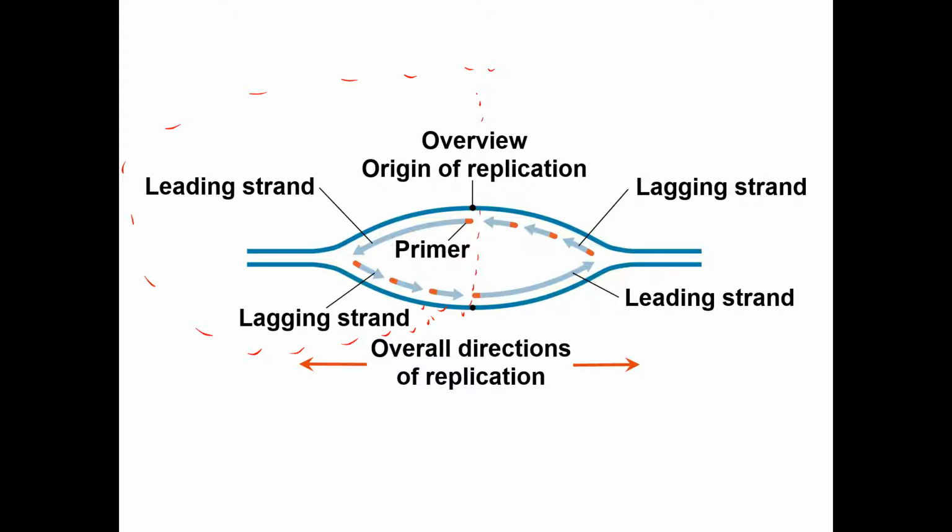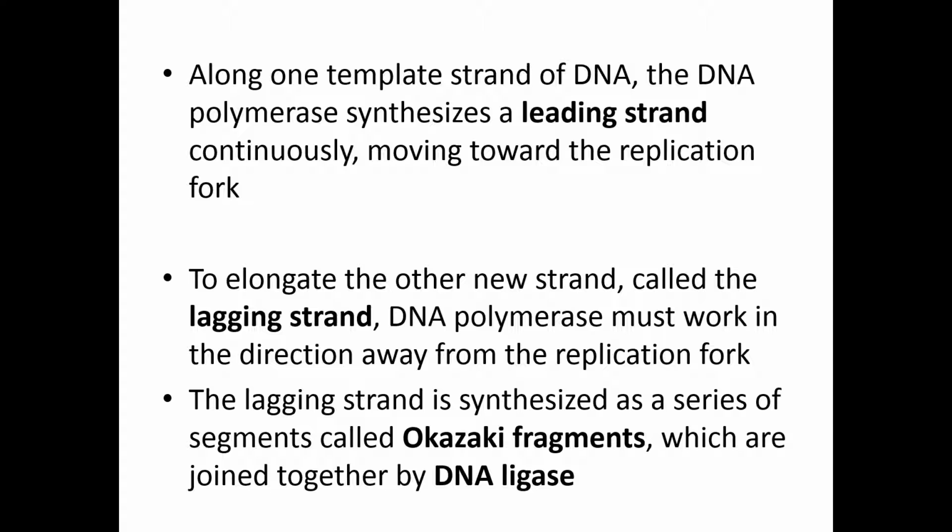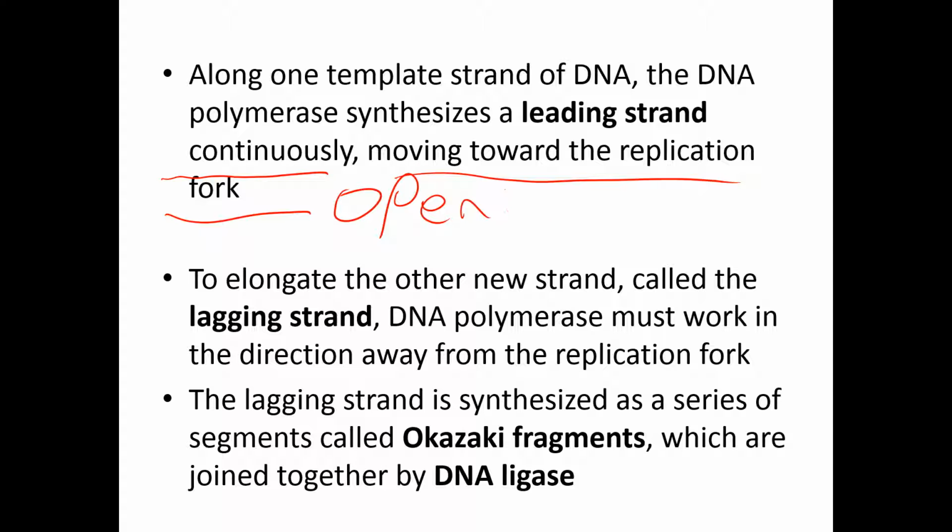So we're going to focus our attention on just one side as we explain the synthesis of the leading strand and the synthesis of the lagging strand. Your leading strand gets synthesized continuously, in the direction that the replication fork is opening up. Your lagging strand is going to be synthesized in the opposite direction that the replication fork is opening. So your lagging strand is synthesized discontinuously. You end up with these segments of RNA primers and DNA nucleotides, but they're in fragments. You only have sections of it that have been assembled, so it's not a complete full strand of DNA.